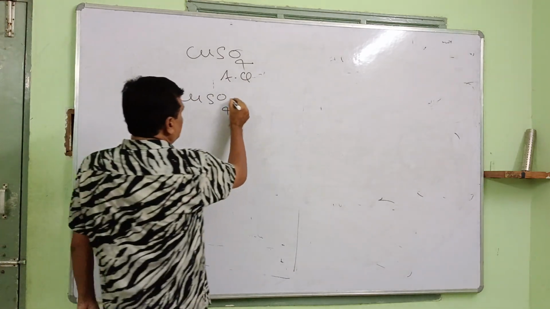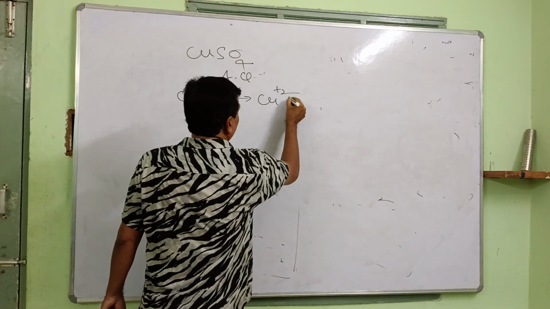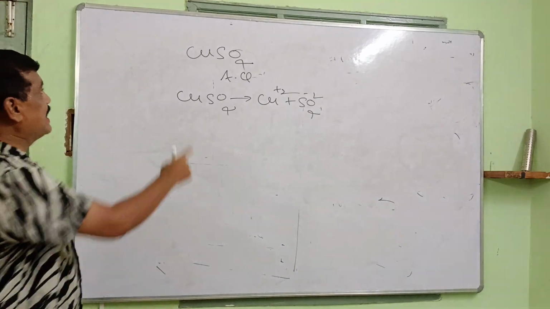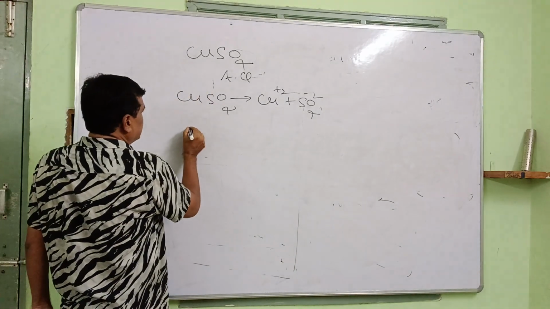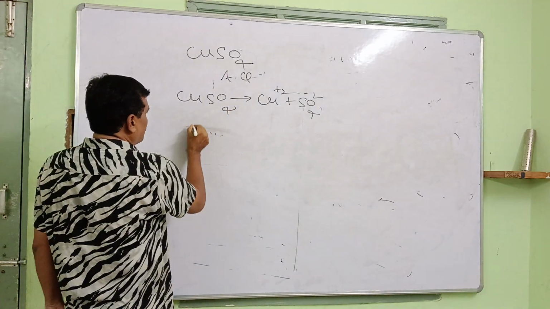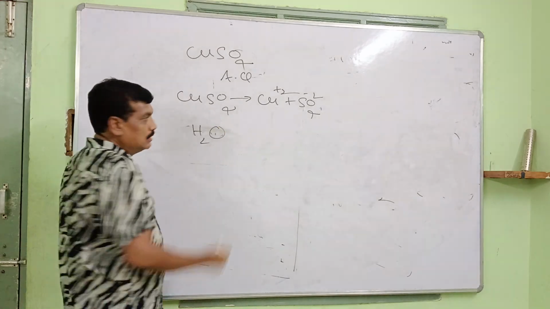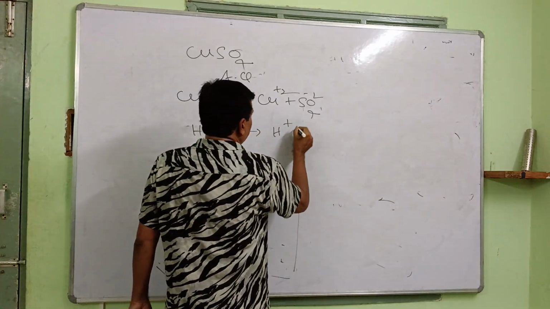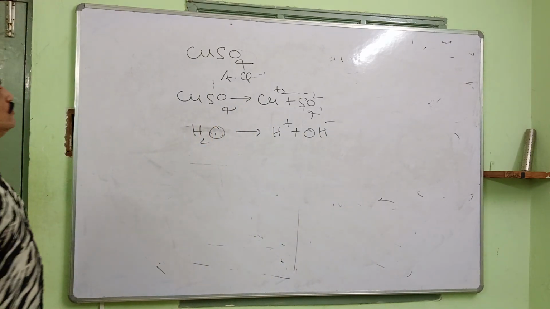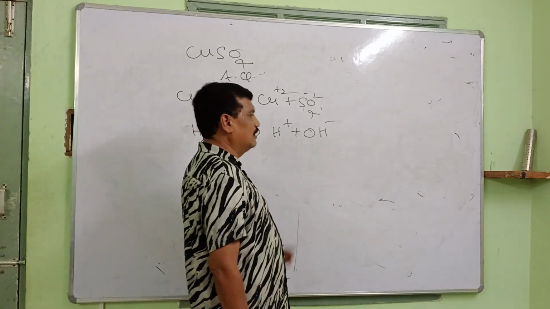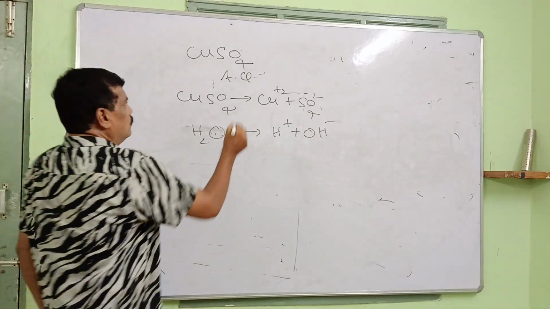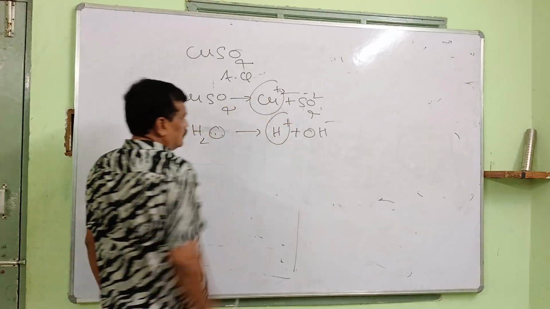CuSO4 is split into Cu2+ and SO4 2- normally, but here it is in the aqueous state. Aqueous state means with water. So along with water, copper sulfate is there. H2O gives rise to H+ and OH-. What is the question? Which ion is evolved and which ion is deposited at the cathode? Which ion is evolved at the anode? So we have two categories.